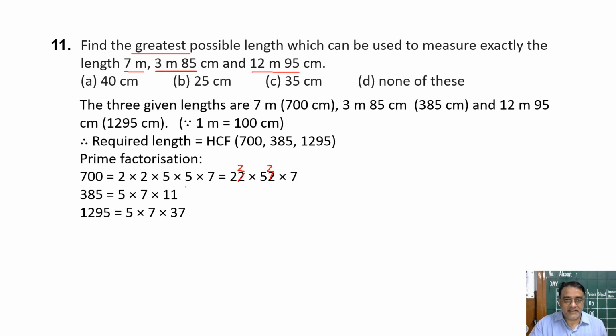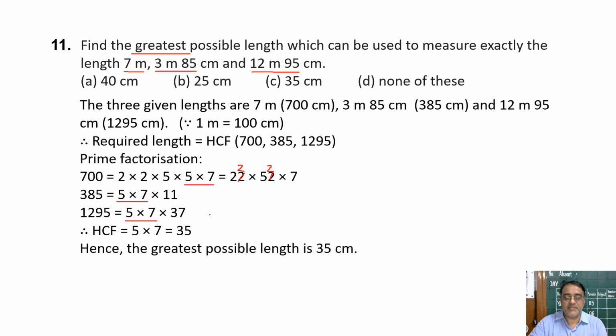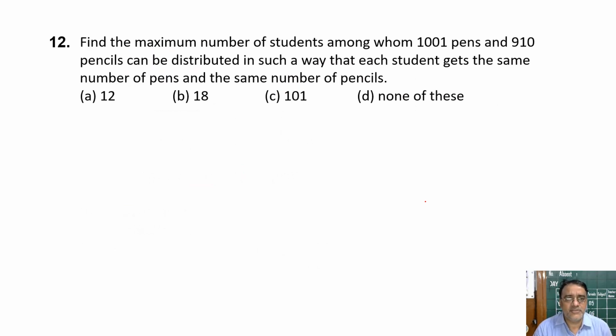So the common factors are 5 and 7. That is 5 into 7, 35. So the greatest possible length is 35 centimeter. So which option is the correct one? Option C. Option C. Any doubt in this question? No, sir. Okay. So now we are moving toward question number 12.